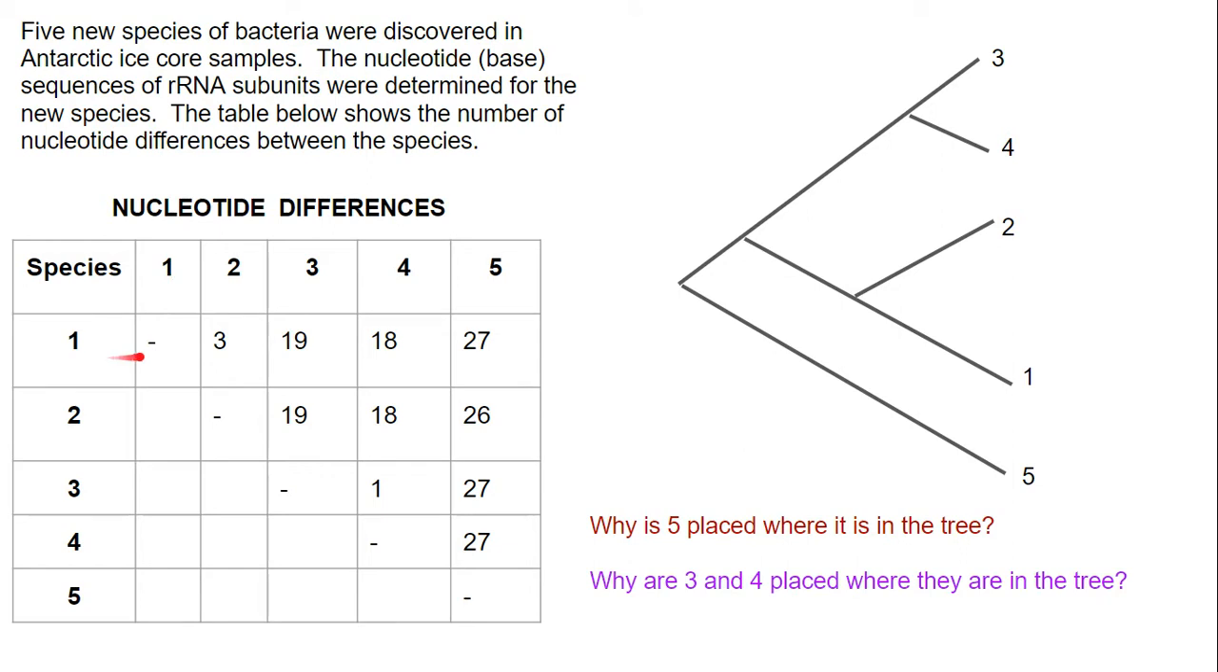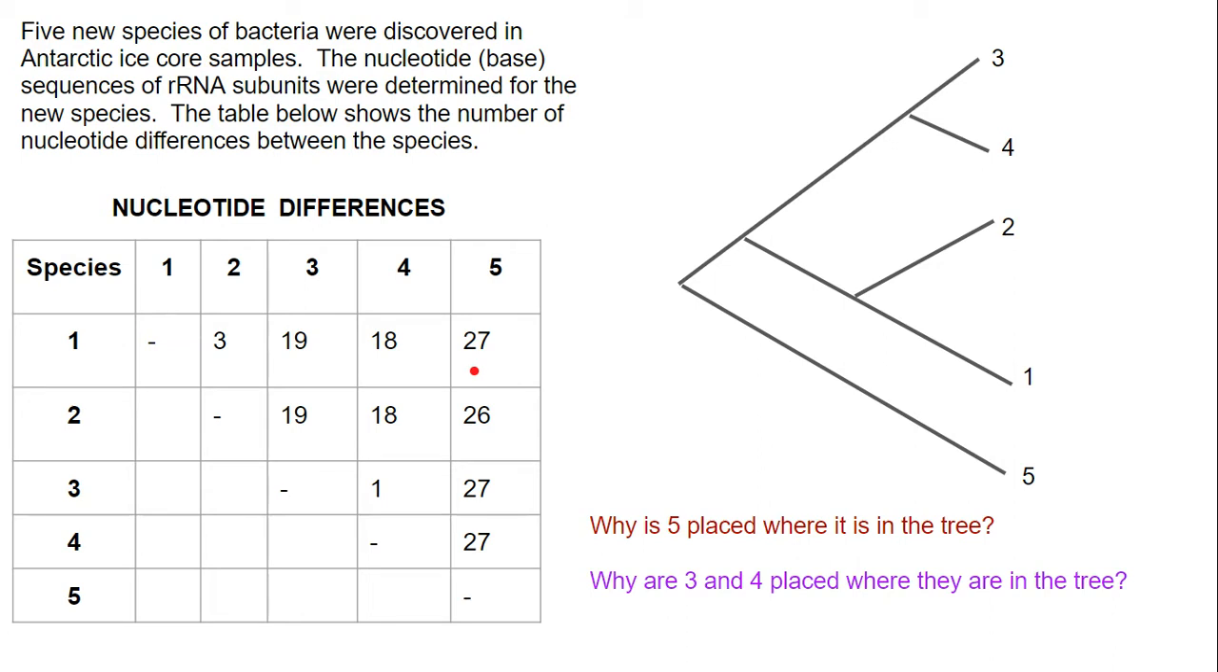1 compared with 1 is obviously going to have no differences. When species 1 is compared to species 2, when their sequences are lined up, they found 3 differences. When 1 was lined up and compared to species 3, they found 19 differences. When 1 was compared to species number 4, there were 18 differences in the nucleotides. And when 1 was compared to 5, there were 27 differences.